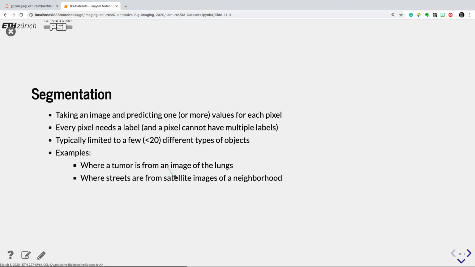But anyway, two examples here are if there is a tumor in the image of a lung, or if there are streets on a satellite image of a neighborhood. That would also be a segmentation. Another one would be to identify cars on the street.